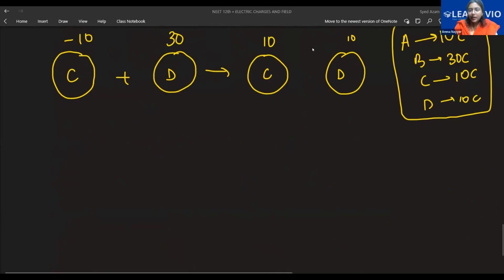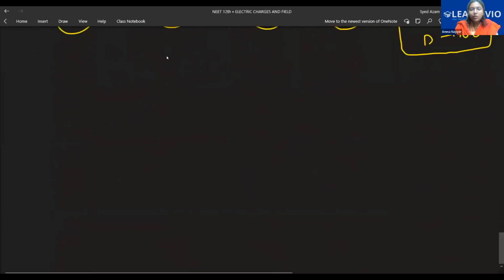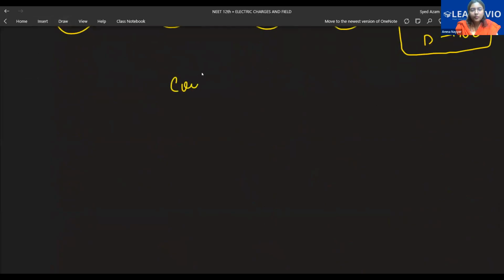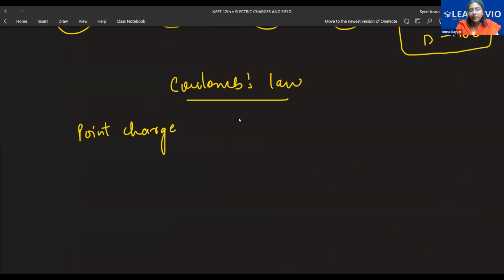Okay. Let us start with Coulomb's law. So see, Coulomb's law, for a point charge, what's the formula? Ibrahim, can you tell me? F is equal to K Q1 Q2 by R square, yeah? Correct. K Q1 Q2 by R square.